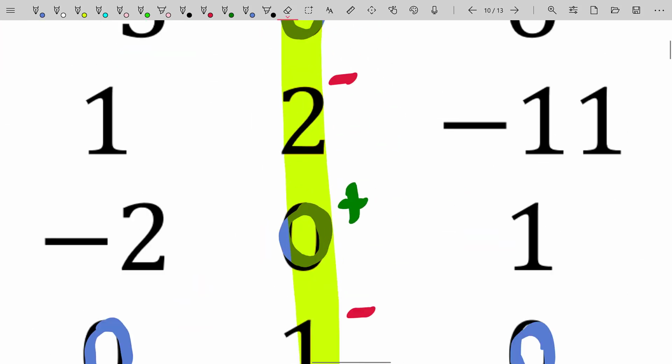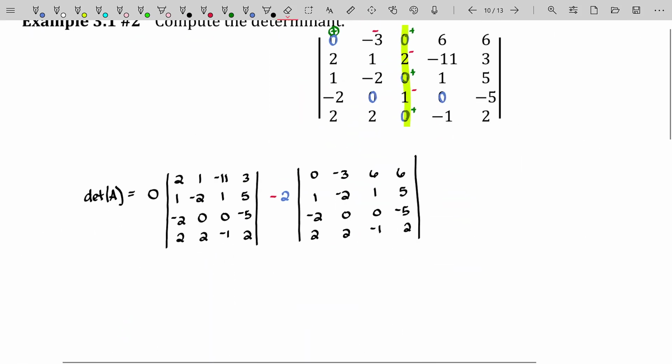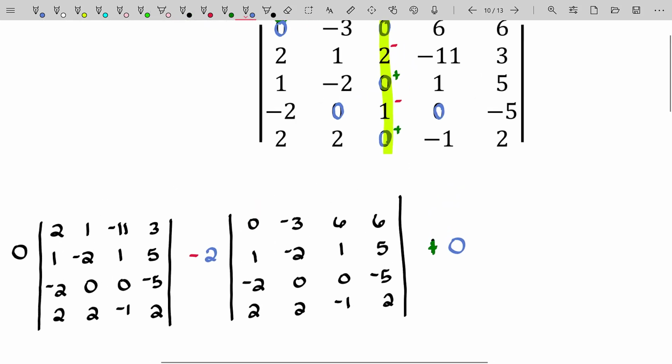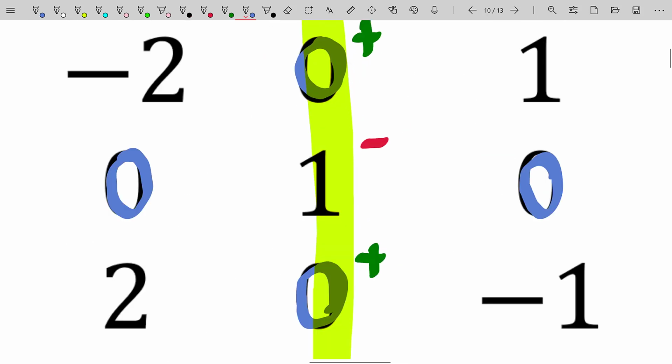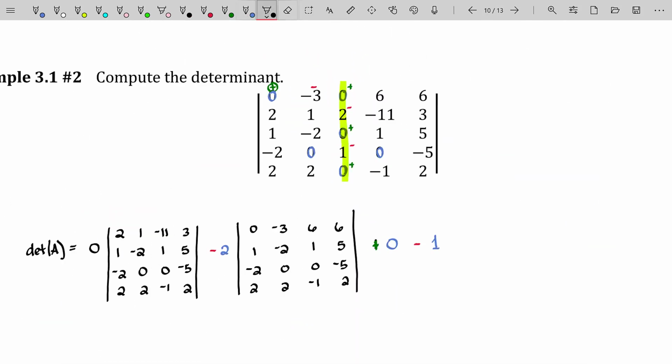Then we move to the next term, which is a positive 0. So I'll ignore it this time because there's no reason. In fact, I could just write in plus 0 just to let you know that I considered it, but it really doesn't matter. And then move on to the minus with the 1. And because that's non-zero, I'll have to remove its entire row and its entire column and take a look at what remains and take the determinant of that.